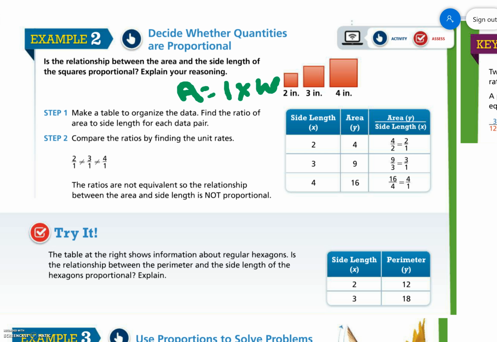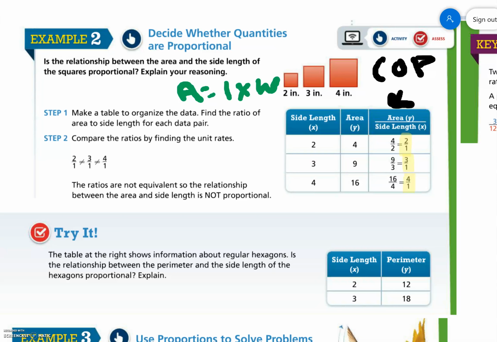So 2 times 2 equals 4, 3 times 3 equals 9, 4 times 4 equals 16. We're looking for the constant of proportionality here. Remember, I told you it's y divided by x. So they do 4 divided by 2 and get 2 over 1, 9 divided by 3 and get 3 over 1, 16 divided by 4 and get 4 over 1.